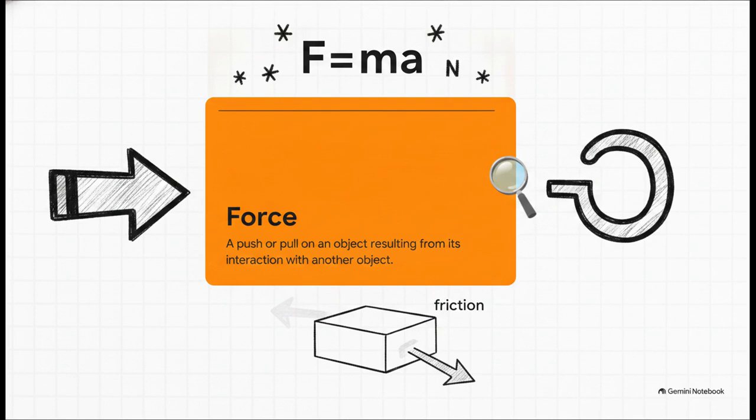Now here's the key takeaway. If you want to change an object's state, whether it's just sitting there minding its own business or if it's already flying through the air, you absolutely must apply a force to it. There's no getting around it. But, and this is crucial, not all forces actually cause motion. And that brings us to a really important distinction we need to make.